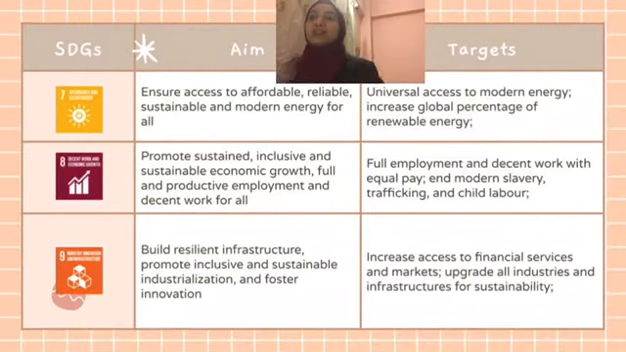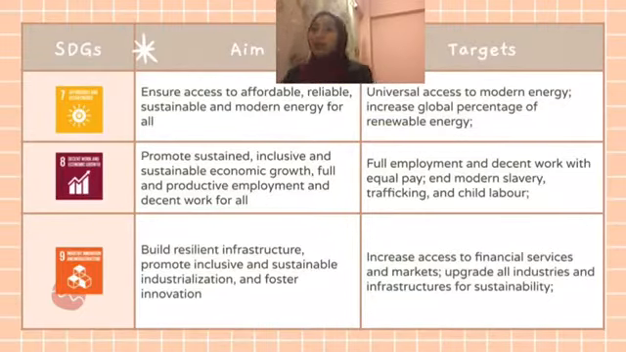So let's move on to the eighth goal, which is decent work and economic growth. Why we need this is because the UN aims for the people to promote sustained, inclusive, and sustainable economic growth, and full and productive employment and decent work for all. So how are we going to achieve this? The UN aims to target full employment and decent work with equal pay, to end modern slavery, trafficking, and child labor.